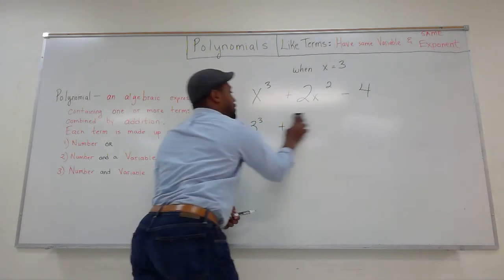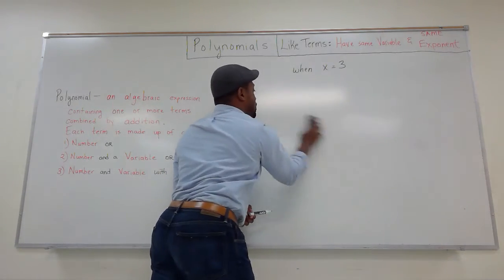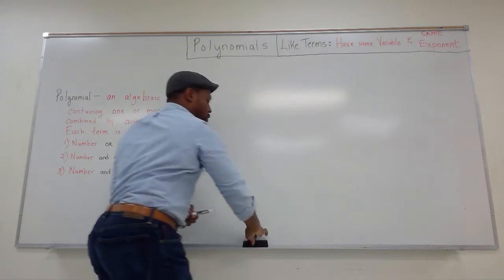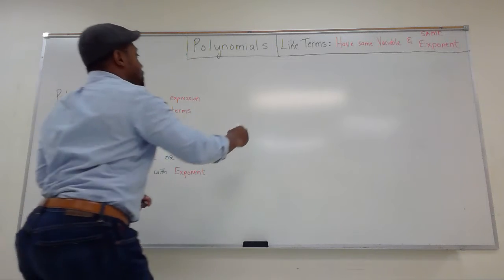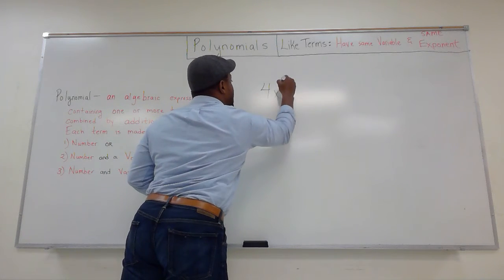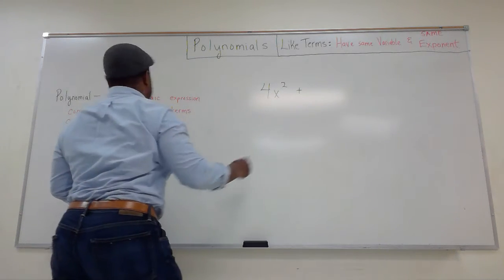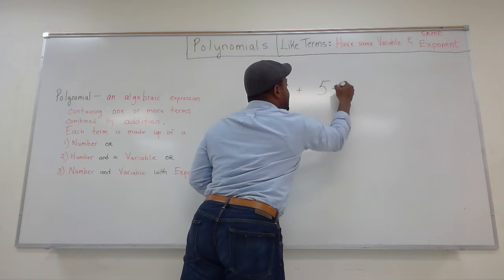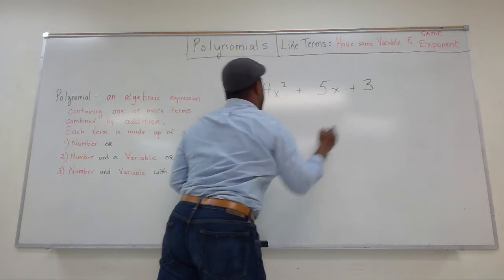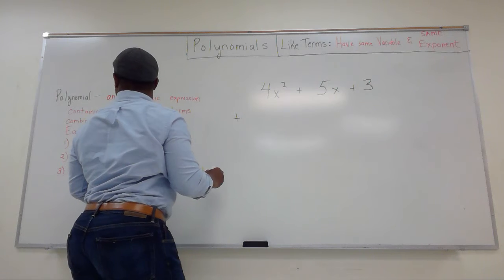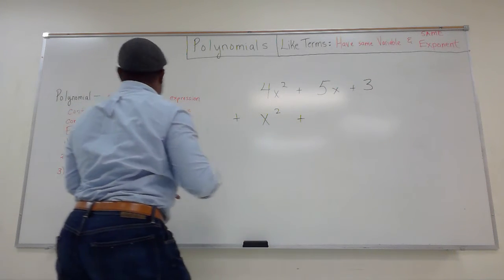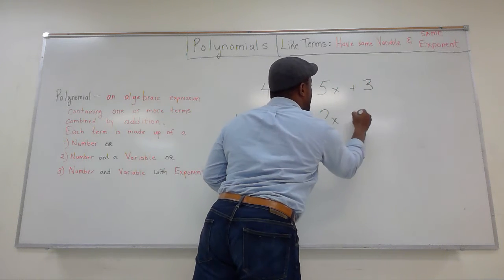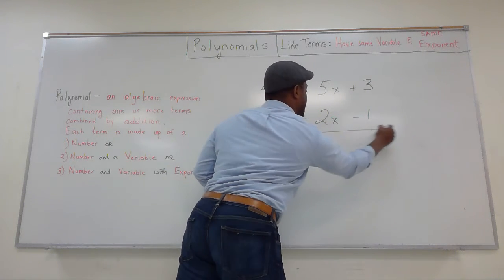And lastly, we're going to add a polynomial. So let's say we have 4x squared plus 5x plus 3, plus x squared plus 2x minus 1.